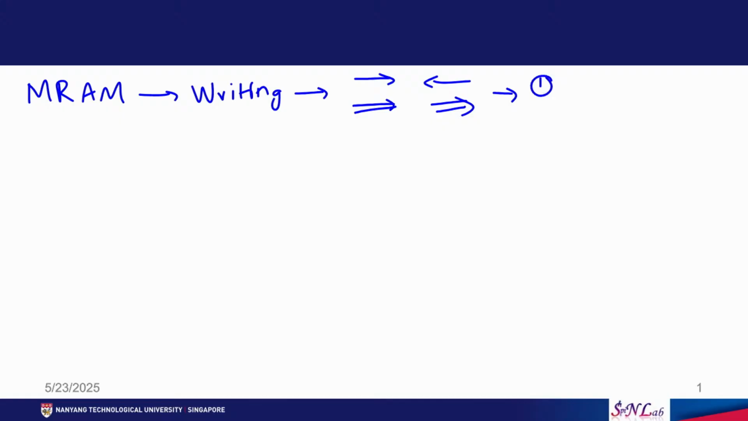First method is to send a current through a wire which will produce a magnetic field. Not one wire, two wires. So, we produce two magnetic fields, one along the easy direction, another along the hard direction, and we use this magnetic field to switch the magnetization of the free layer. That is one thing that we studied.